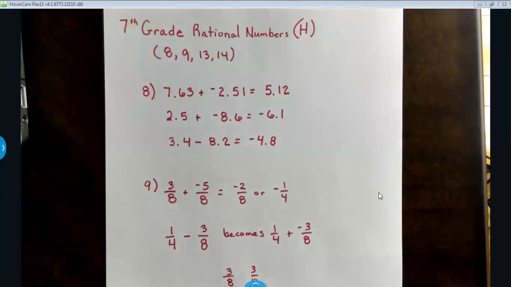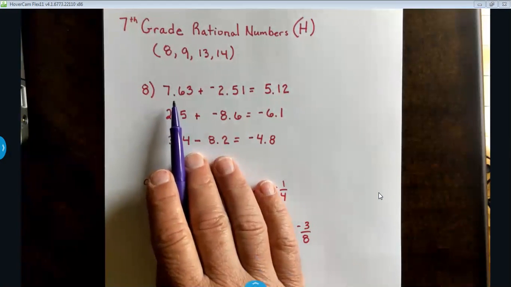Okay, seventh grade. This week we're going to work with some rational numbers, adding, subtracting, multiplying, and dividing them. You need to keep in mind your integer rules. When adding integers with the same sign, you add and keep the sign. When adding integers with different signs, subtract, keep the sign of the higher number. And when subtracting, add the opposite and follow the addition rules. You do the same thing with rational numbers.